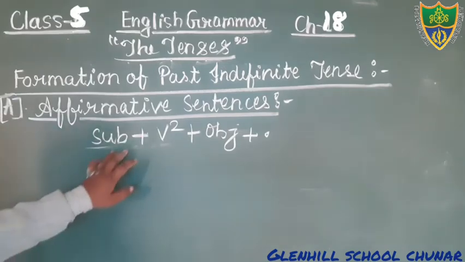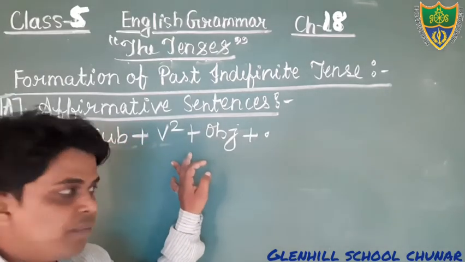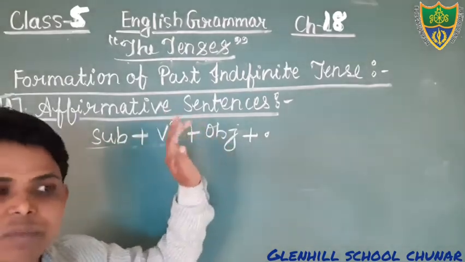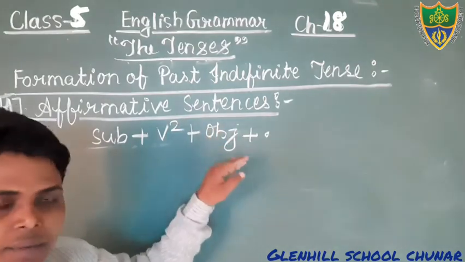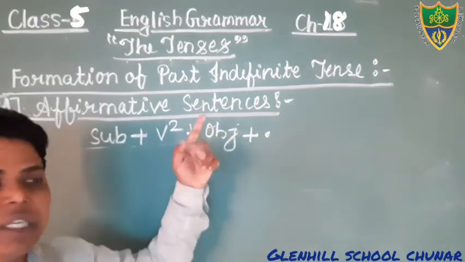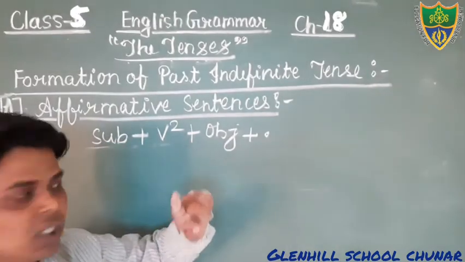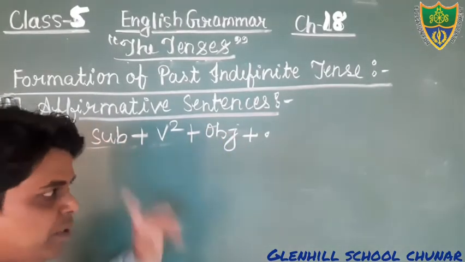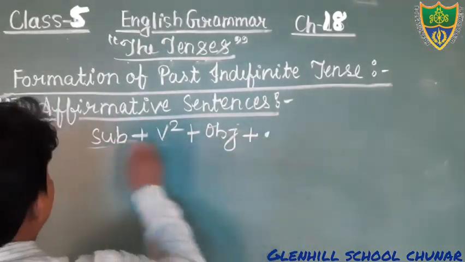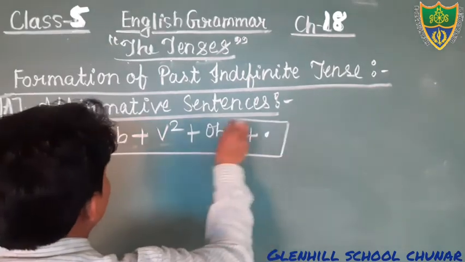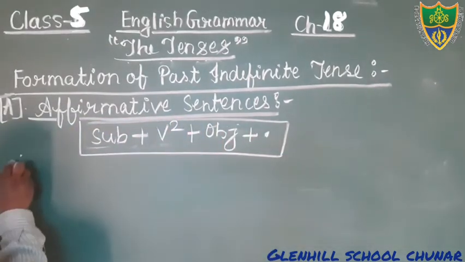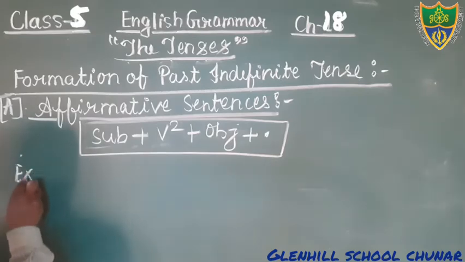Subject will be there, then after second form of verb will be there. If there is necessity of object, you will mention the object. If there is no necessity of object, then you will not mention an object there. Then after full stop. Now we can see the example. Just write down the example.